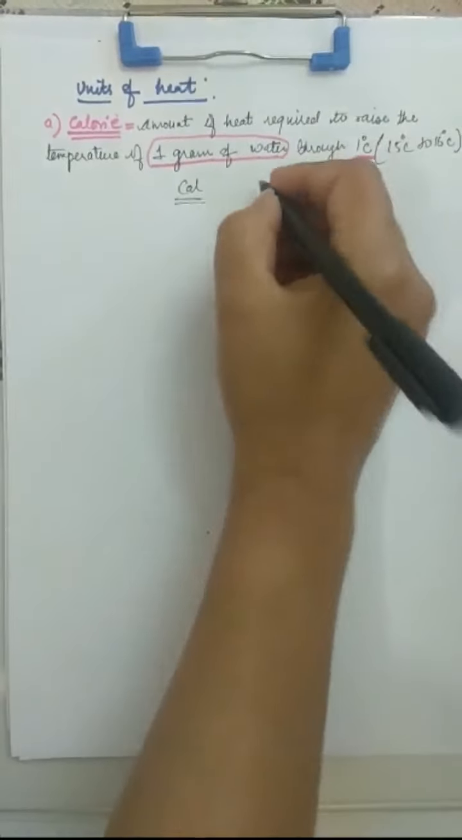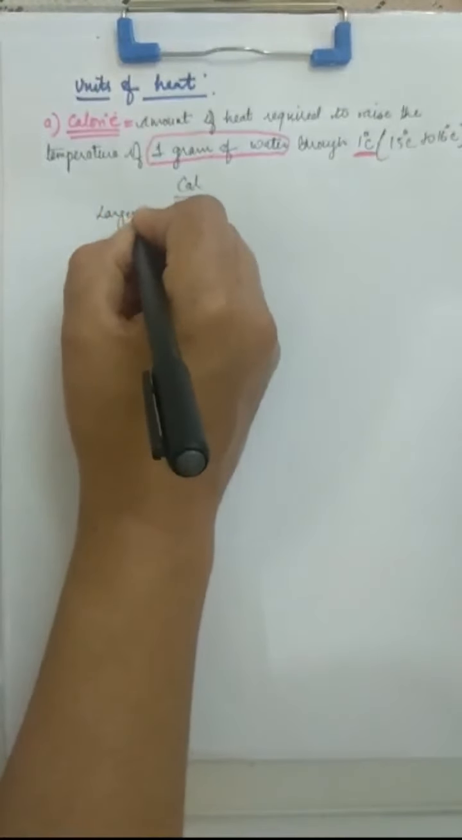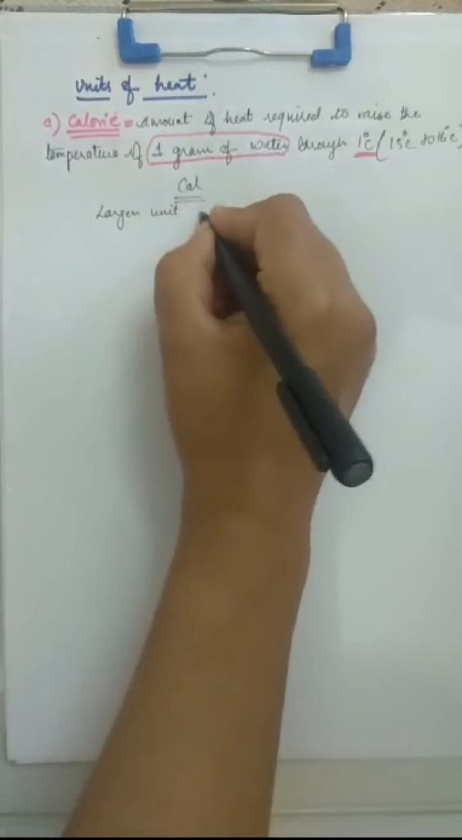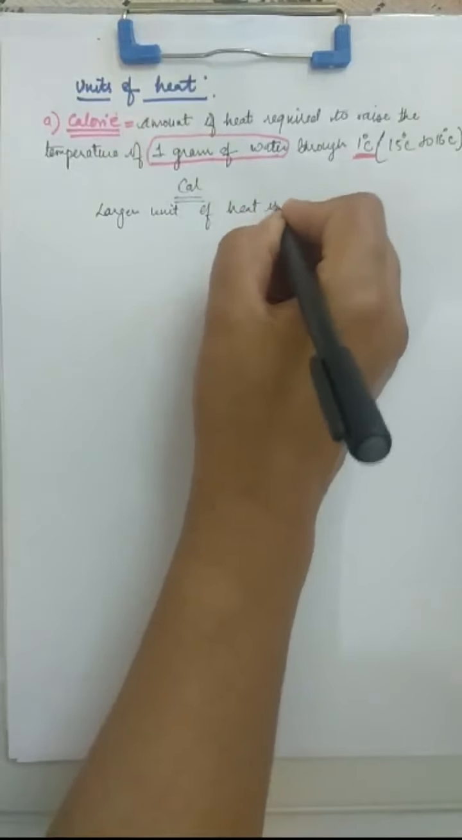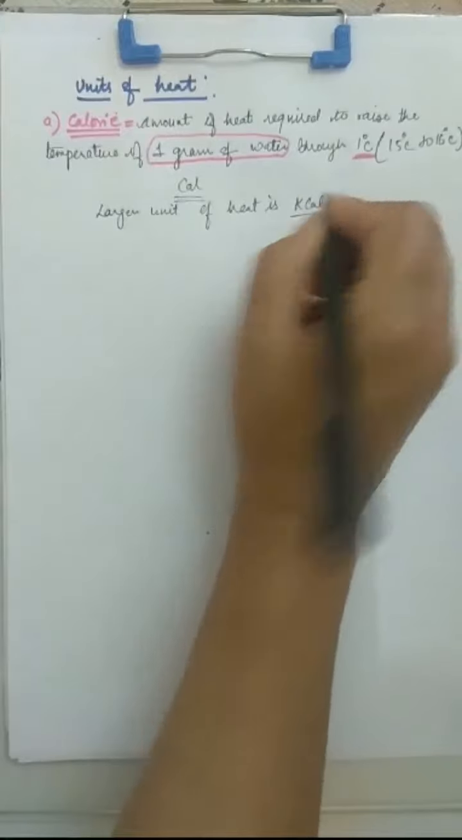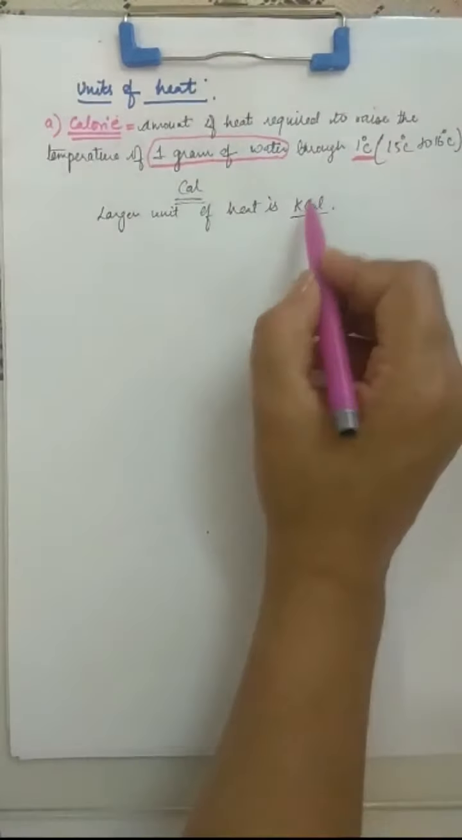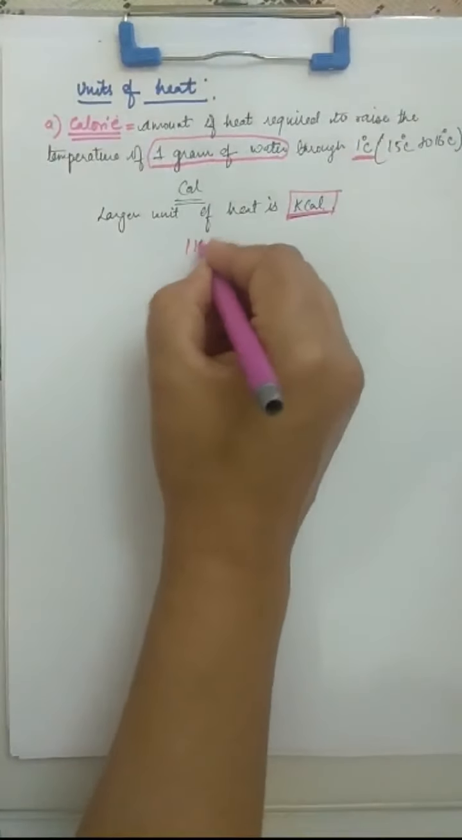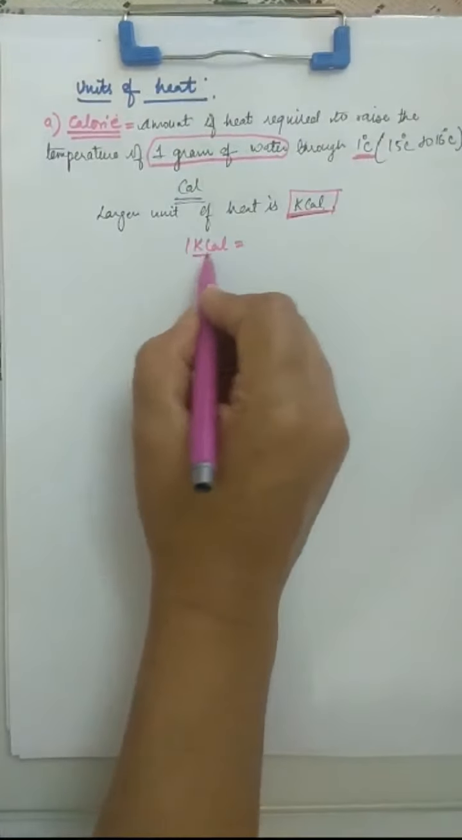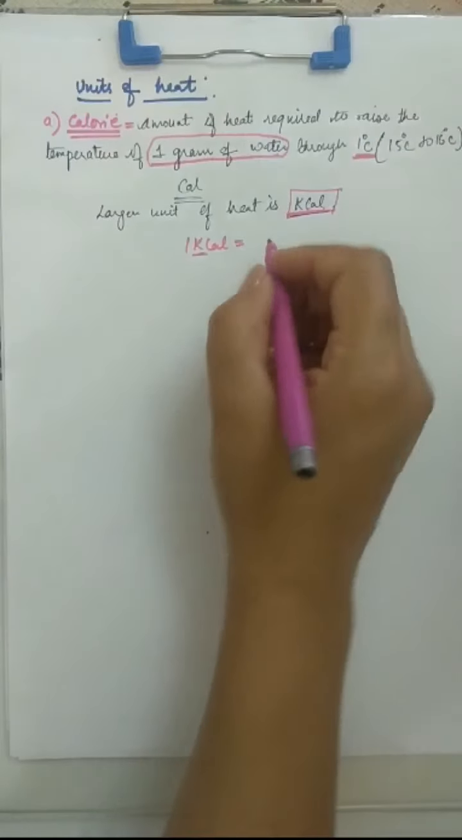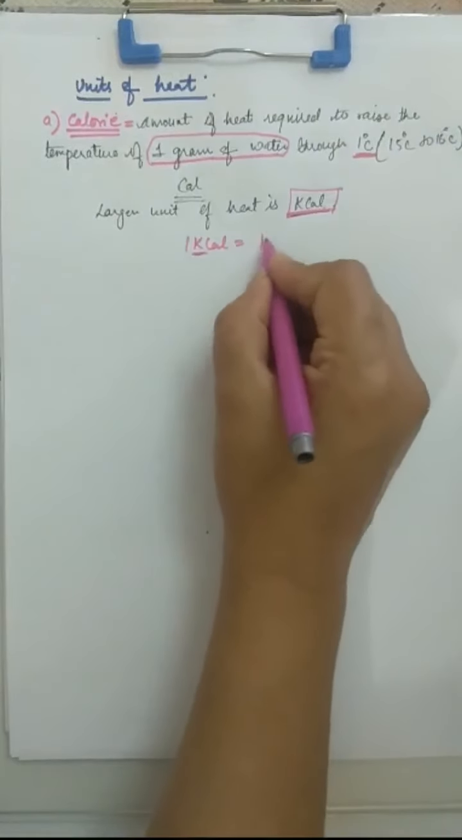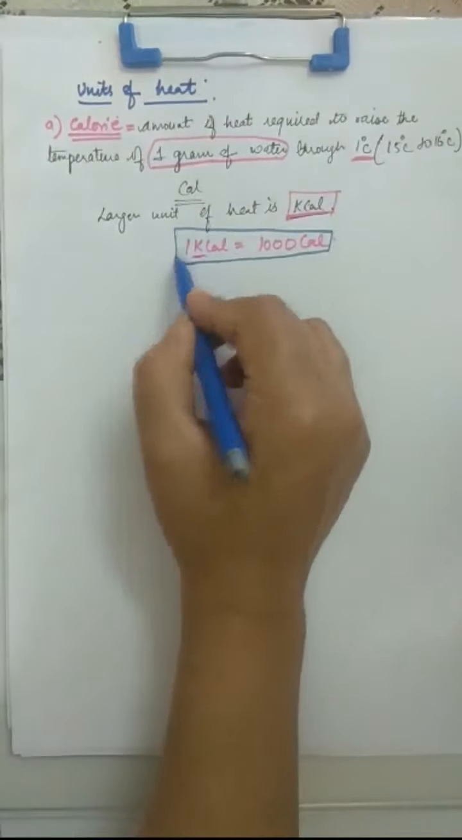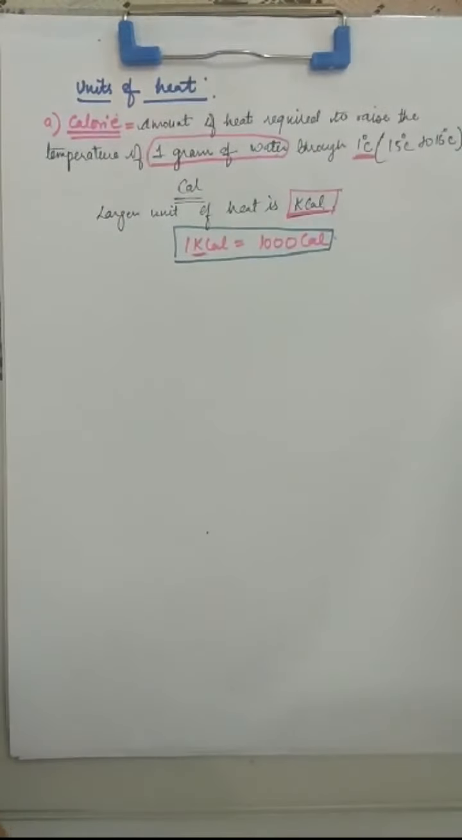If we want to convert it into the larger unit, then calorie is denoted by cal, and the larger unit of heat is kilocalorie. Clear? And how is it related to kilocalorie? We know kilo is 10 raised to power 3. So 1 kilocalorie is equal to 1000 calories. Clear?